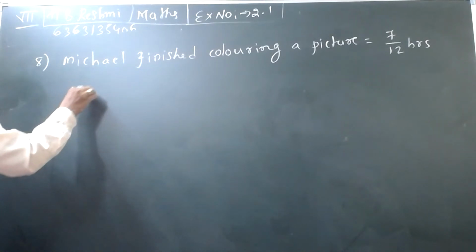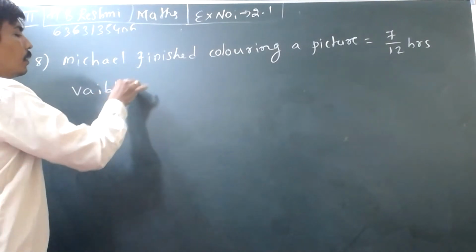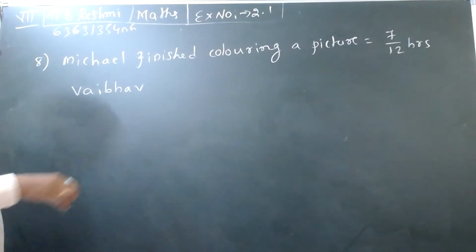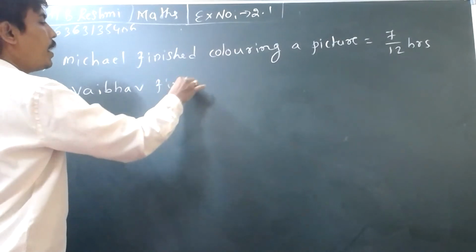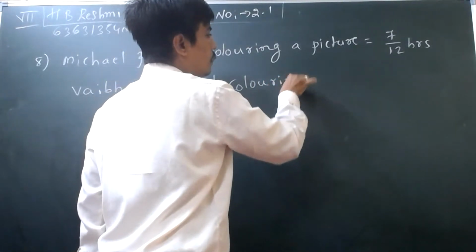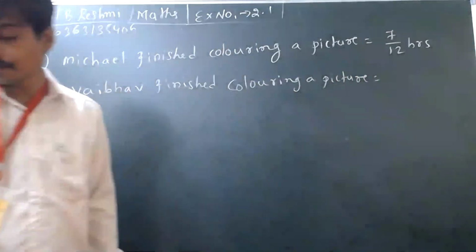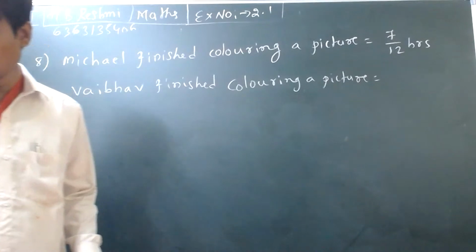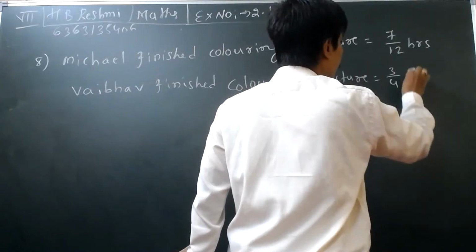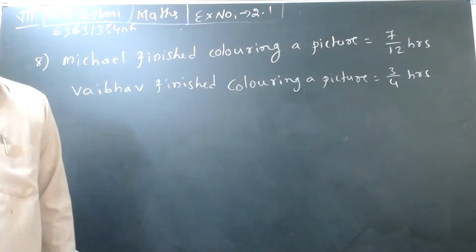Another boy is there, Vaibhav. In our class also we have these boys, but I think Michael is not there. Vaibhav is there. Vaibhav finished coloring the same picture in 3 by 4 hours. Who worked longer? The first question is, who worked longer? By what fraction was it longer?